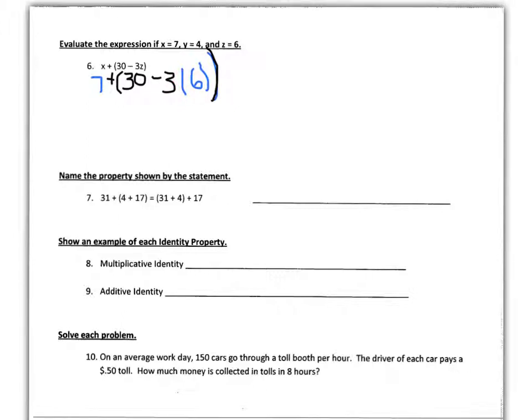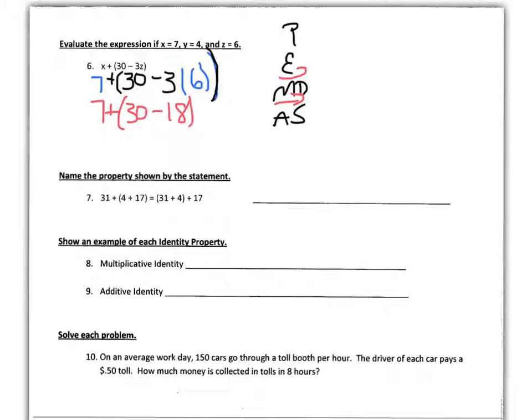Again, with PEMDAS, I do it in the order that it comes. So I have the subtraction down here, and then I have the multiplication up here. So we're going to multiply first. So let's go ahead and write down 7 plus 30 minus 3 times 6. 3 times 6 is 18.